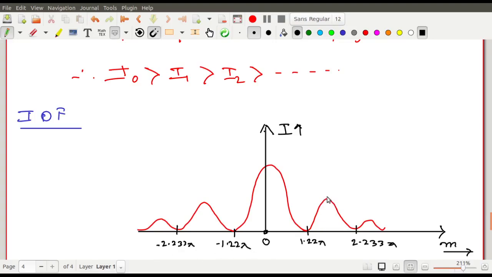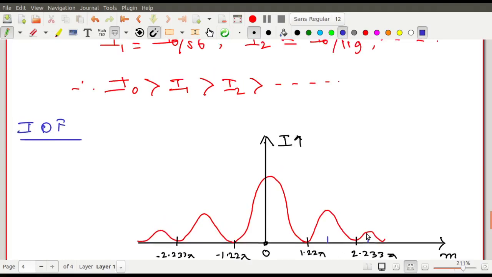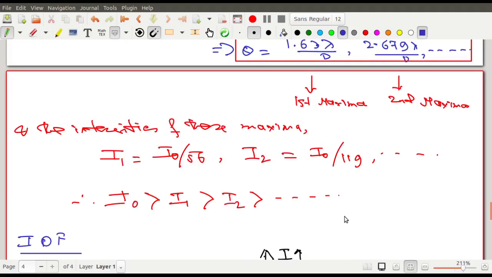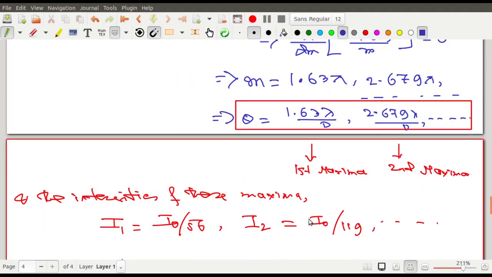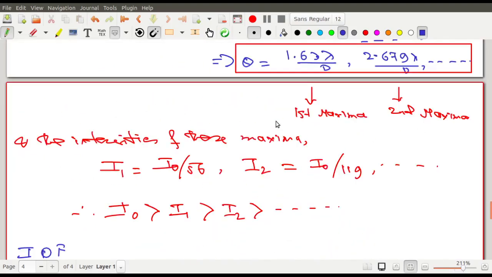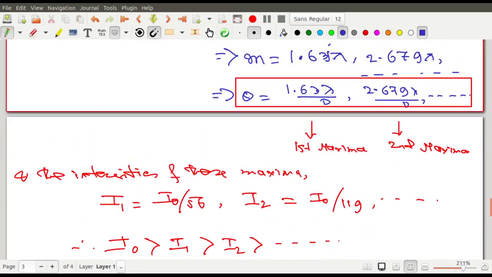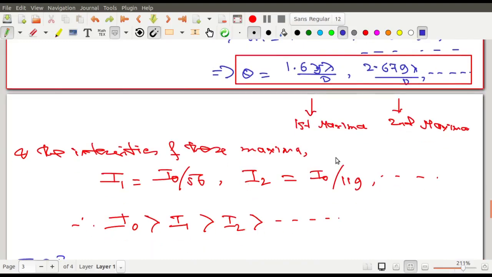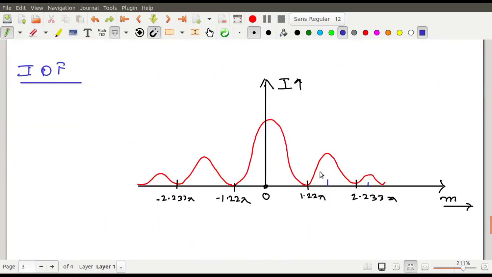And where did I get the first maxima? Where did I get the first maxima? It is written, look: 1.63 pi. Write it down, 1.635 actually, yes, write 1.635. Without knowing your writing, same thing. So this position is 1.63 pi.